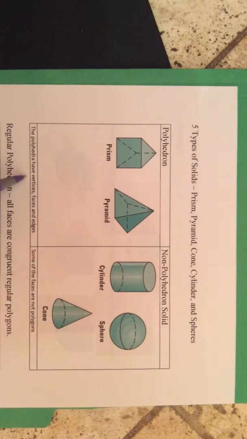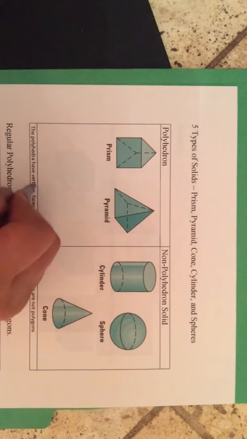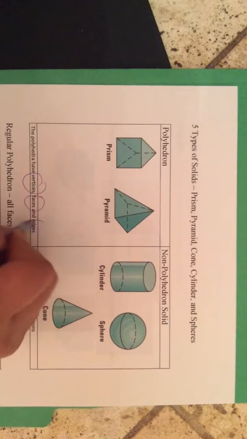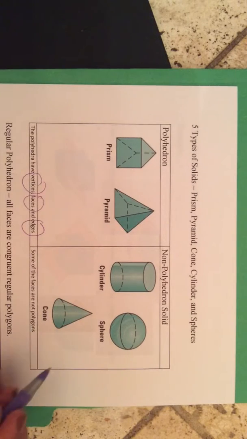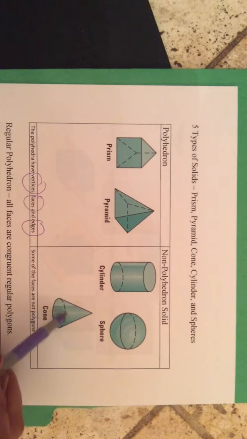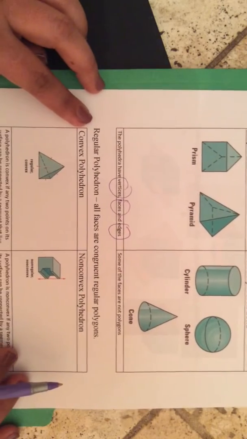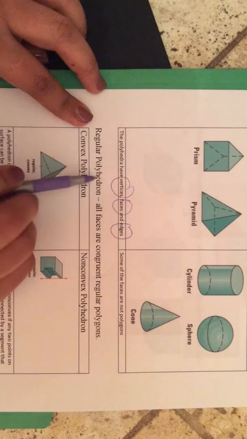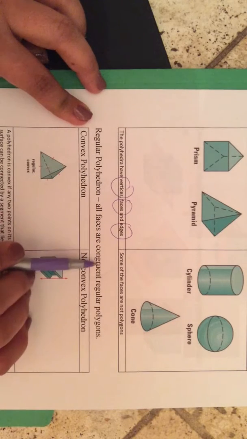The polyhedra have vertices, faces, and edges. So remember, it has to have vertices, faces, and edges. And some of the faces for these ones are not polygons. So this circle right here, the face of the bottom part, which is a circle, that is not a polygon. Okay, so we have regular polyhedrons. Regular polyhedrons, all faces are congruent, regular polygons.